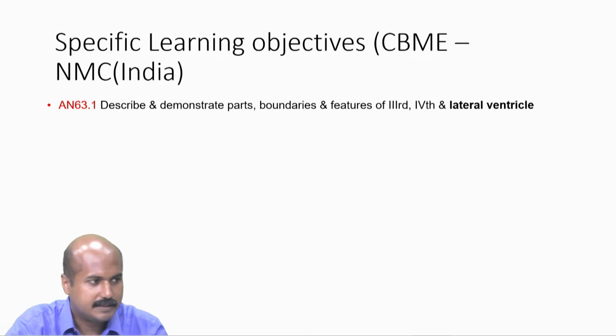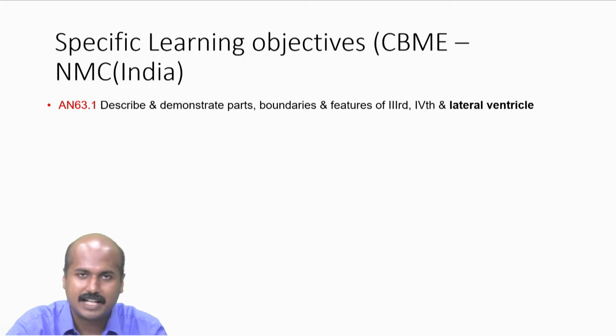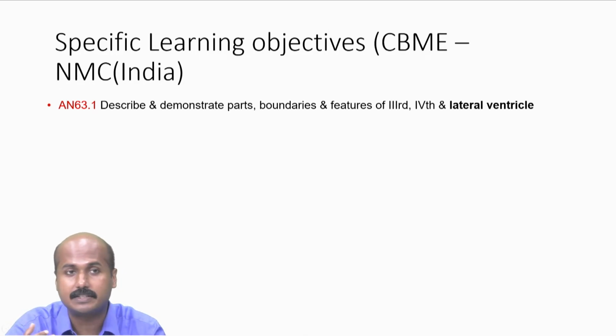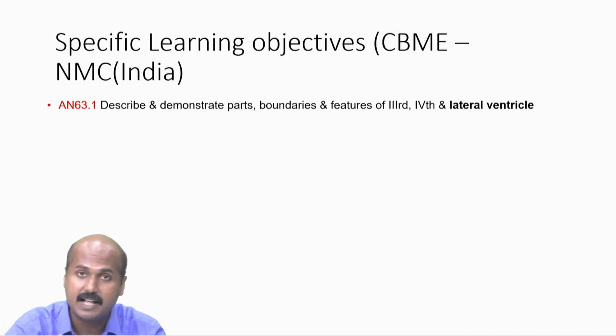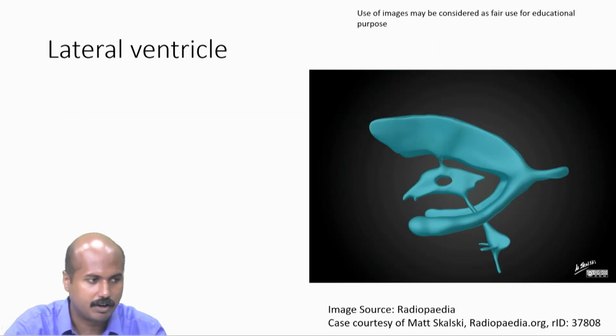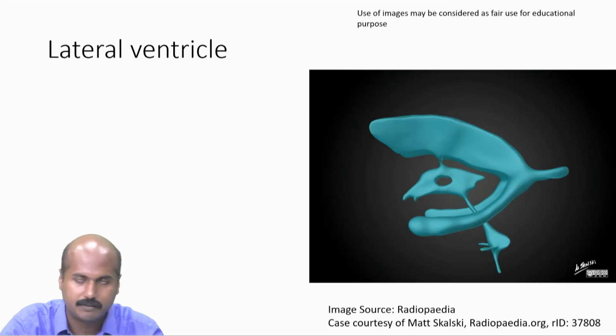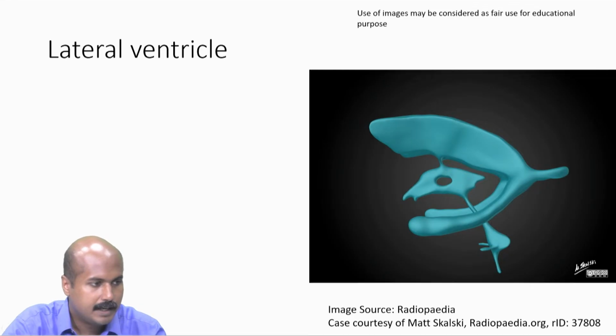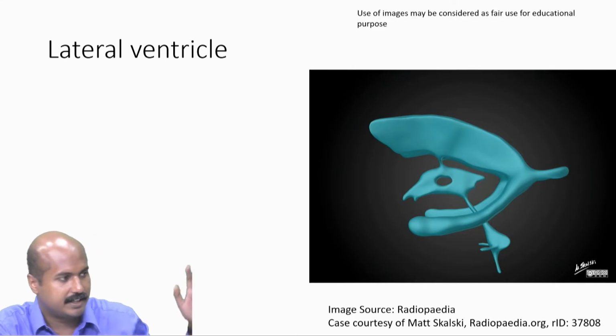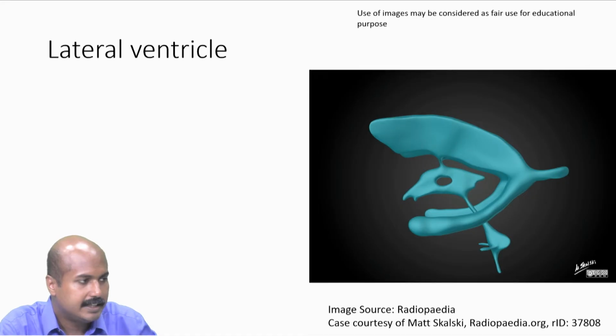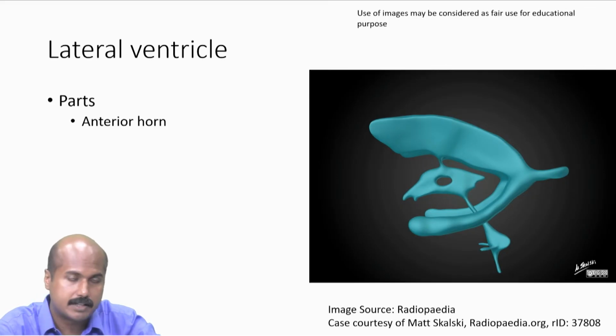Okay, first as I mentioned before, the NMC, AN 63.1, mentions that you need to demonstrate and describe the parts, boundaries and features of the third, fourth and the lateral ventricle, and of these, the lateral ventricle is kind of complex. So this is an image of the lateral ventricle that you are seeing here. In the lateral ventricle, you will be asked what are the parts of the lateral ventricle.